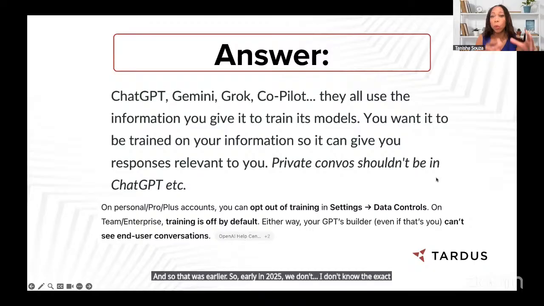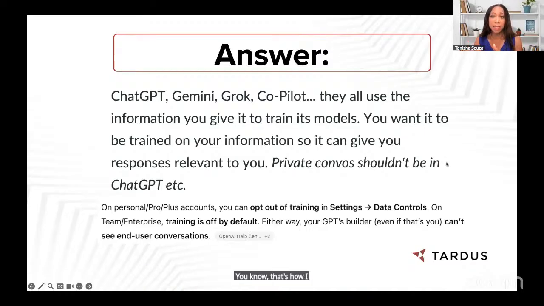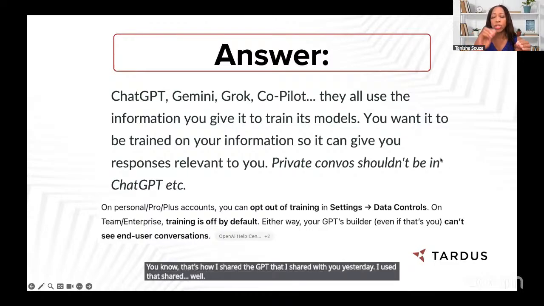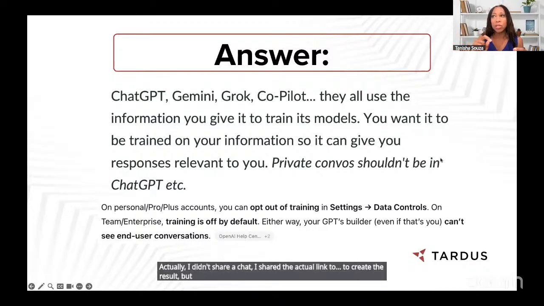What happened was OpenAI, the company that owns ChatGPT, had a shared links feature in ChatGPT that they started. And by the way, that's how I shared the GPT that I shared with you yesterday. Actually, I didn't share a chat, I shared the actual link to create the result. But when you get an answer or response from ChatGPT and you share it, that's what they mean by the shared link.